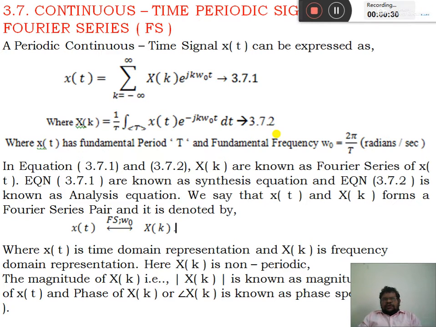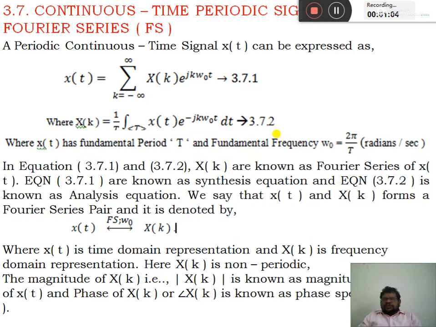A periodic continuous time signal x of t can be expressed as x of t is equal to the summation from minus infinity to plus infinity of X of k e to the power j k omega naught t, where X of k is 1 by T times the integral of x of t e to the power of minus j k omega naught t dt, where x of t has the fundamental period T and a fundamental frequency omega naught, which is equal to 2 pi by T radians per second. These are equation 3.7.1 and equation 3.7.2.